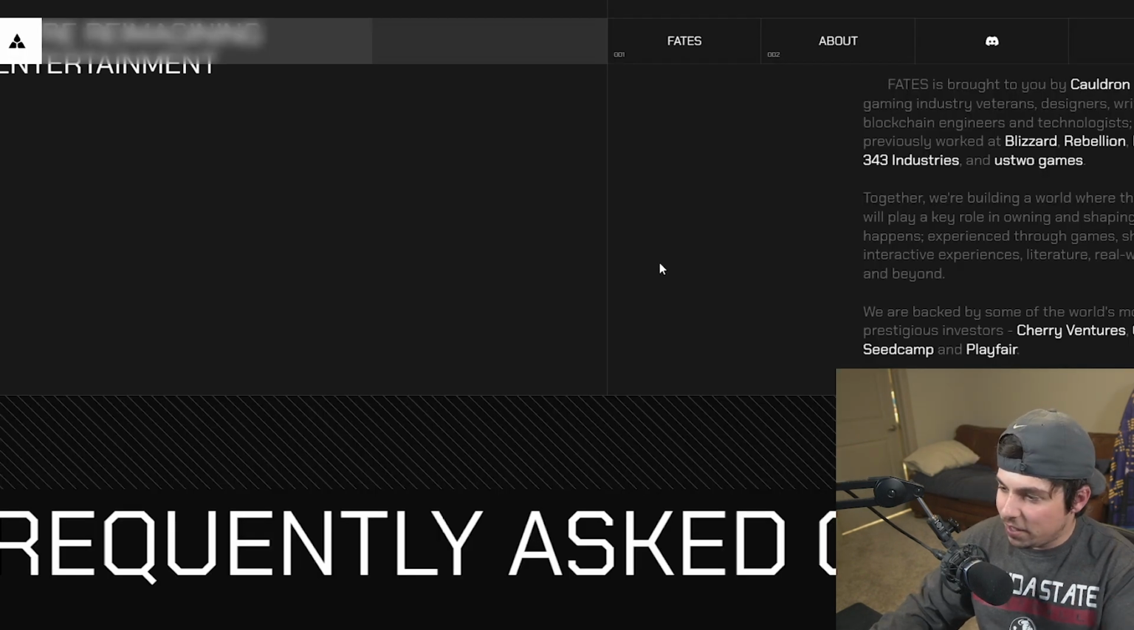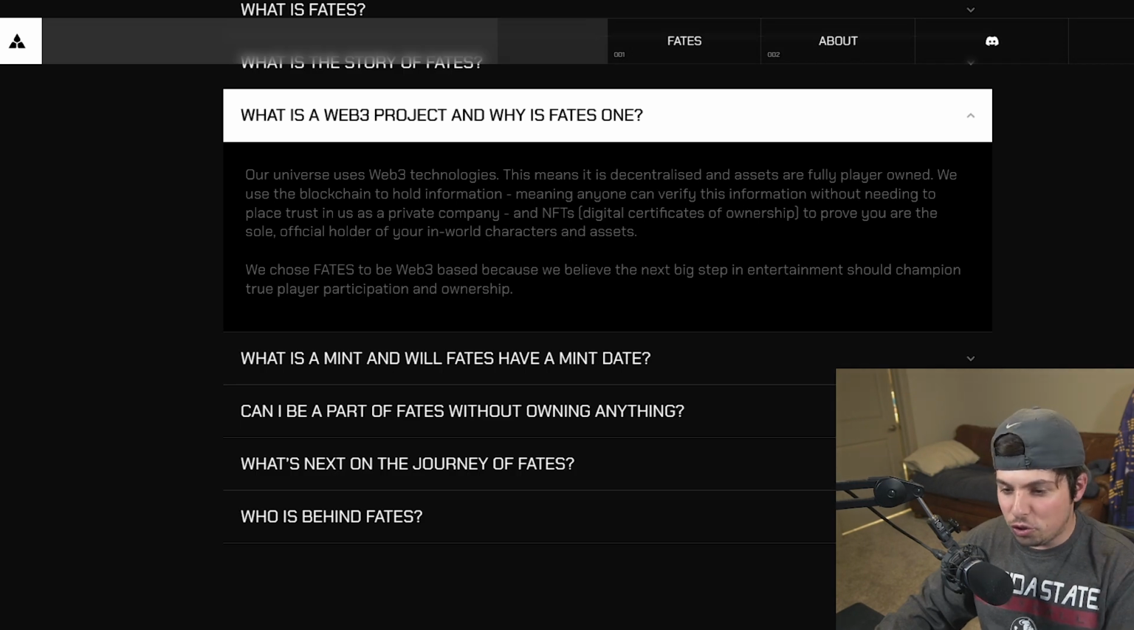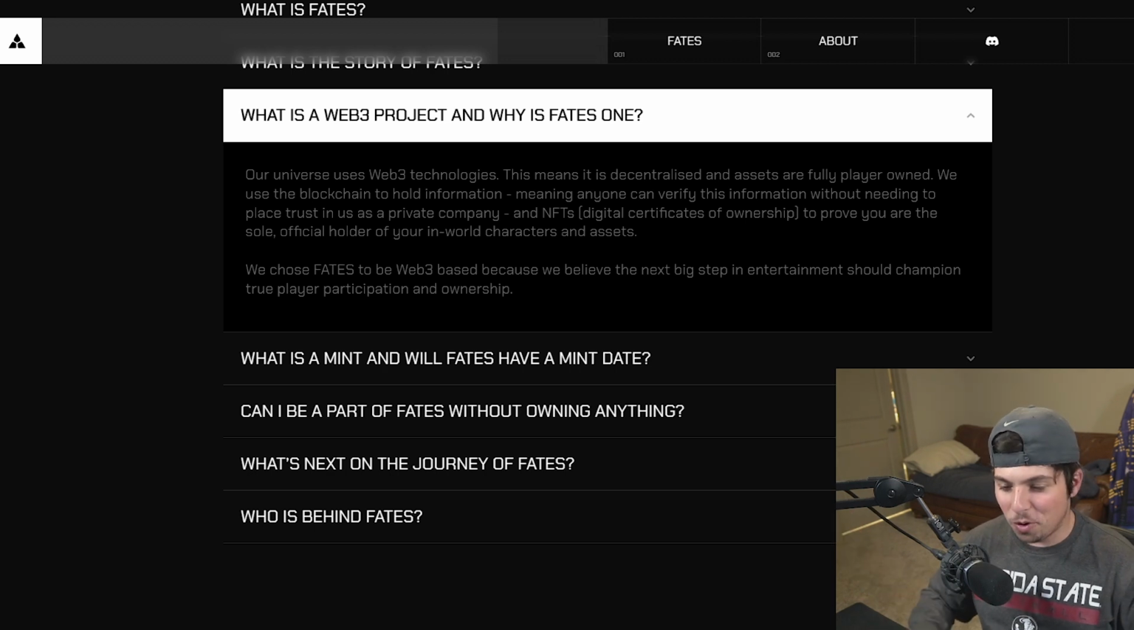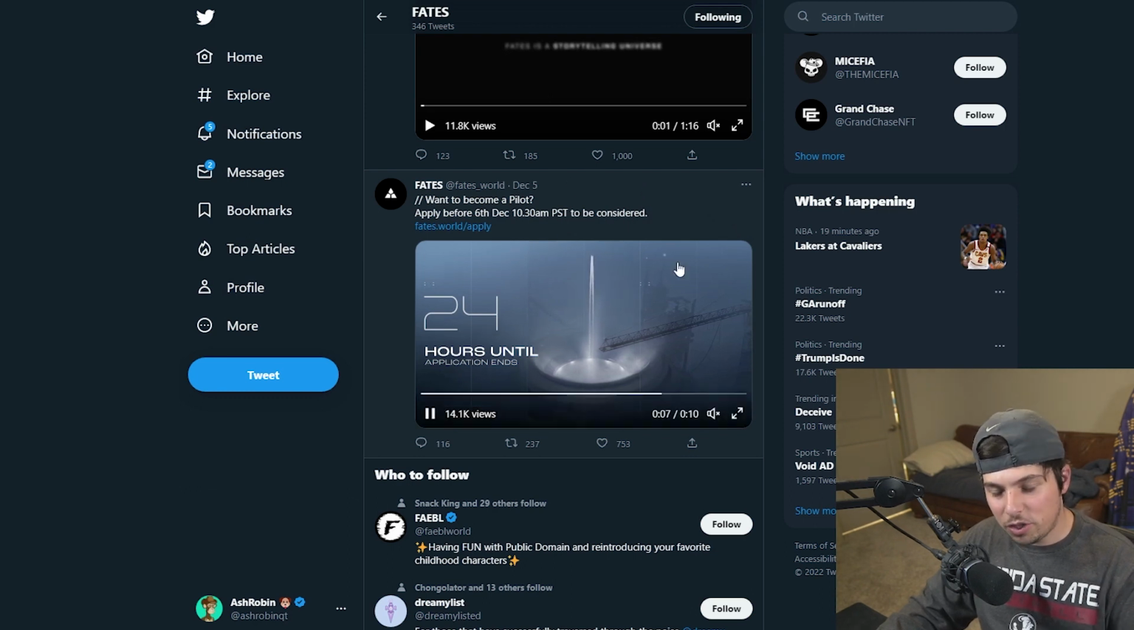It says here that Fates is brought to you by Cauldron, a team of gaming industry veterans, having worked at Blizzard, Rebellion, Playdead, and a bunch of other stuff. It says here our universe uses Web3 technologies. This means it is decentralized and assets are fully player owned. So what they're going to have is apparently an in-world type situation. I hate using the word metaverse, but assuming some sort of game. And it looks like that you can still apply to get whitelist for this project on their Twitter.